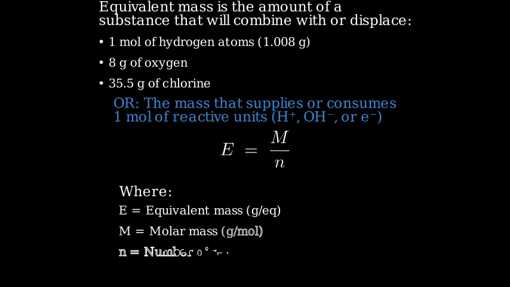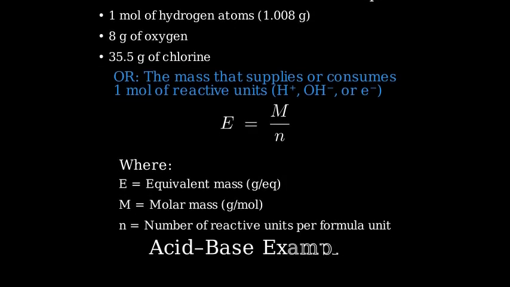If a compound has molar mass m, and in a given reaction transfers n reactive units like hydrogen ions, hydroxide ions, or electrons, then its equivalent mass, E, is equal to the molar mass divided by n. So E equals m divided by n. Now, let's look at some examples to better understand this concept.